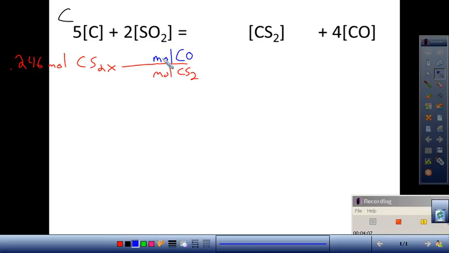Okay, now I have a multimole ratio. I always do the units first before I put the numbers. Now what number goes with CS2? Well, there's no number here, so that means it's 1. What number goes with CO? Well, there's a 4 in front of CO. And I cross off my like units. And now I'm just going to multiply straight across. And there's my answer for C.